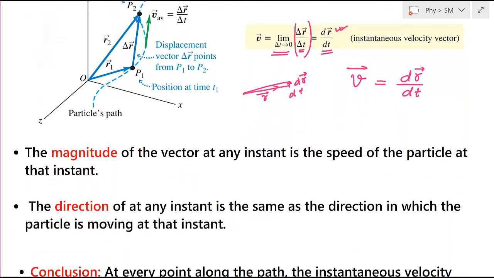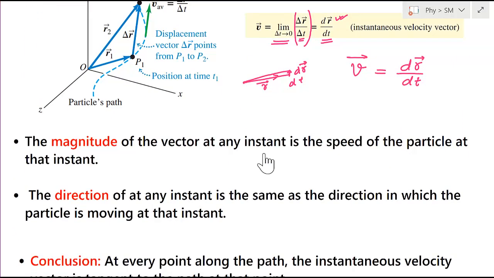So as I said, instantaneous velocity is a vector quantity. The magnitude of the vector at any instant is the speed of the particle at that instant. So what is the magnitude of instantaneous velocity? You simply take the magnitude of instantaneous velocity. That is nothing but the speed at which the object is moving. So instantaneous velocity is a vector quantity. It has two things: one is the speed, another is direction. That is magnitude and direction. So how do you calculate magnitude? Magnitude is simply the speed of the object. At what speed the object is moving at that point of time is basically the magnitude of instantaneous velocity. Similarly, the direction at any instant is the same as the direction in which the particle is moving at that instant.